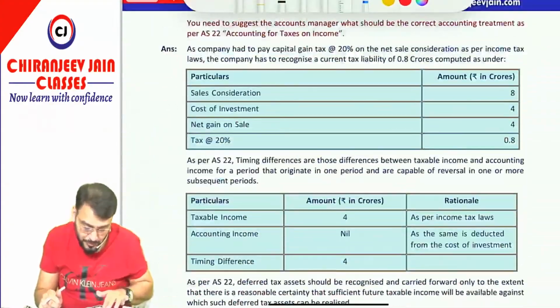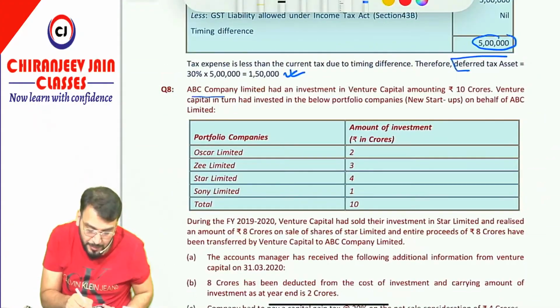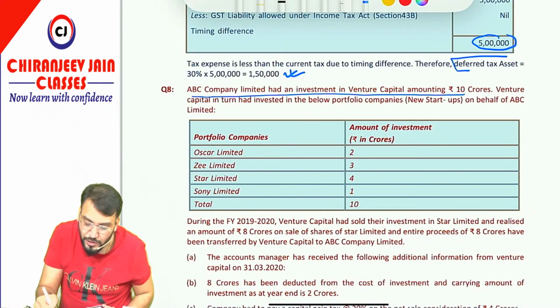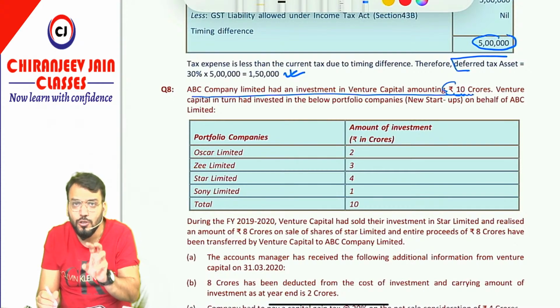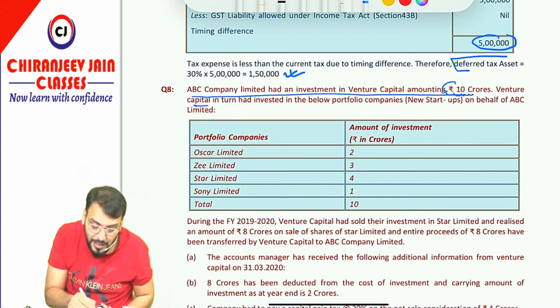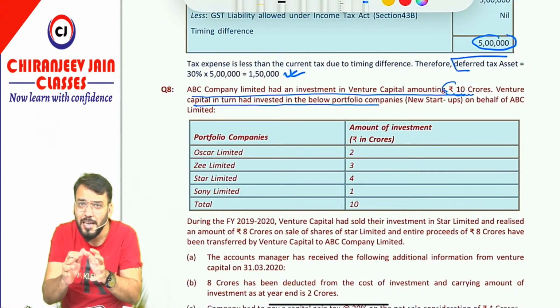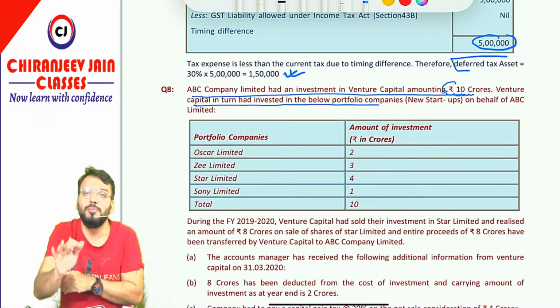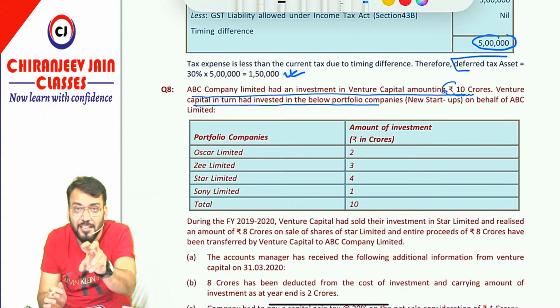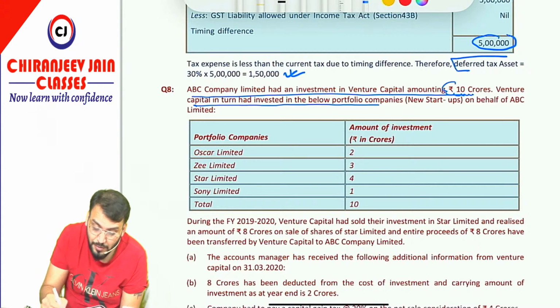There is one question given. ABC Company Limited has an investment in venture capital amounting to rupees 10 crore. Means they have given some amount to venture capital for investment. Venture capital in turn had invested in the below portfolio. Venture capital is just one type of entity that invests on your behalf. So you have given a fund of rupees 10 crore to venture capitalists, who in turn have invested in the below portfolio companies, new startups, on behalf of ABC Limited. They have invested in Oscar Limited, G Limited, Star Limited, Sony Limited. This amount totals 10 crore.